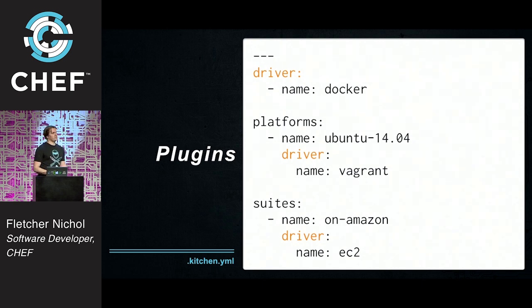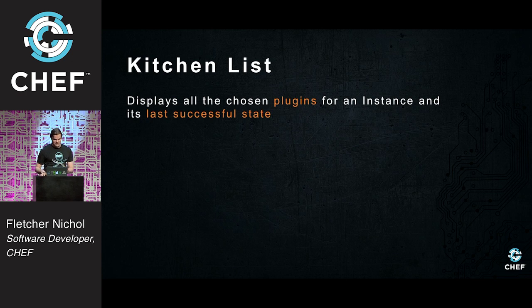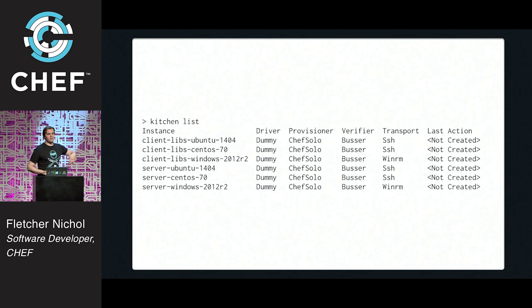But this allows you to do nice stuff like, say, Vagrant's my default, but I'm testing Amazon Linux. So for this one, I want to swap the driver out and make it EC2 because it needs to call out. So you can do nice things, or say, I want to use Docker by default, but for my Windows VMs, I want to use Vagrant, or Azure, or, sky's the limit. And kitchen list is basically a command that's going to give you output like this, which is showing you here's the instance names, and here's all the plugins that it determined that you need. And then the last known state where it is.